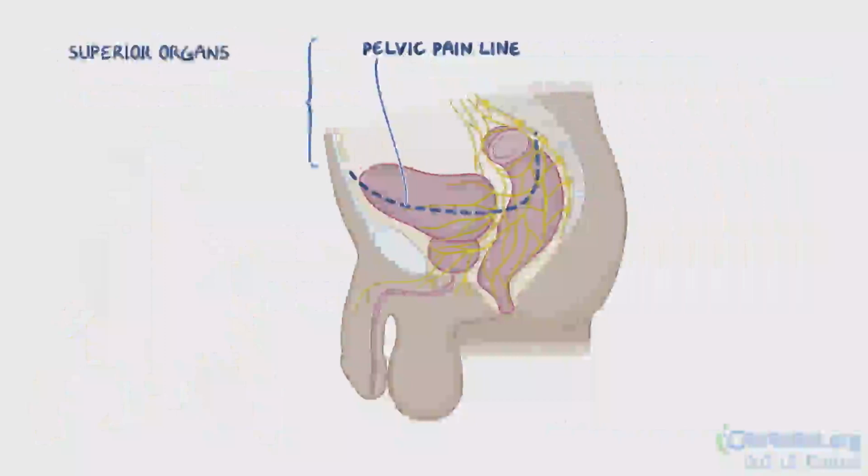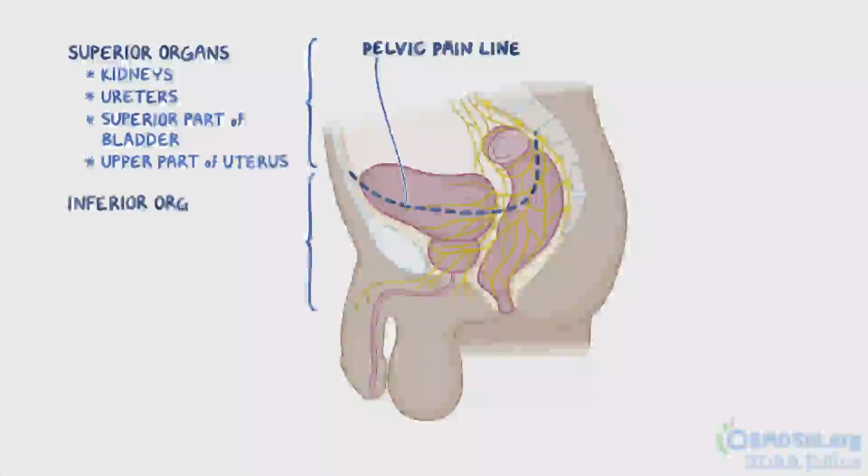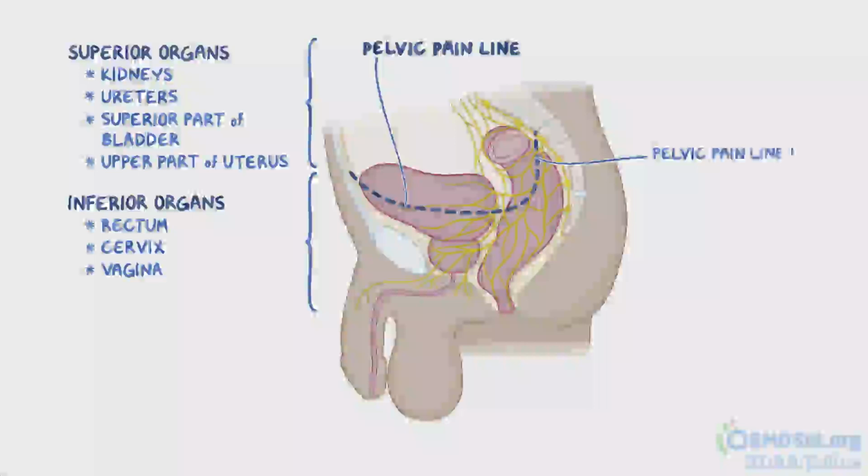Superior organs include the abdominopelvic organs that lie within the peritoneum or are in contact with the peritoneum, like the kidneys, the ureters, superior parts of the bladder, and the upper part of the uterus. Inferior organs include the organs that lie inferior to the peritoneum, like the rectum, cervix, and vagina. Of note, the pelvic pain line does not correlate with the peritoneum in the large intestine, and it goes through the middle of the sigmoid colon.